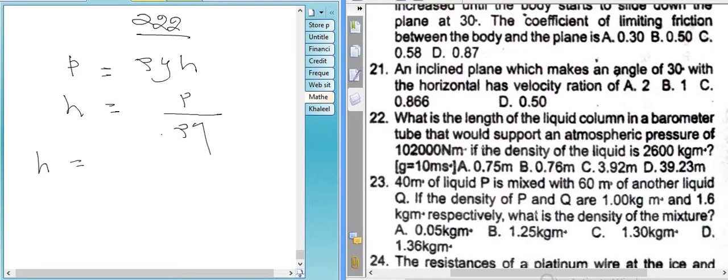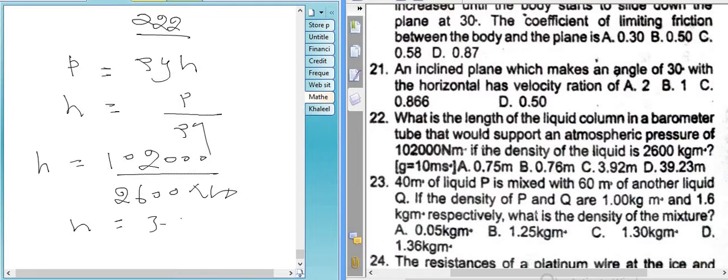So now from the question we are given the pressure, all over rho, the density, which is 2,600, times acceleration due to gravity, which is 10. Therefore height is 3.92 meter. So the correct option is C.